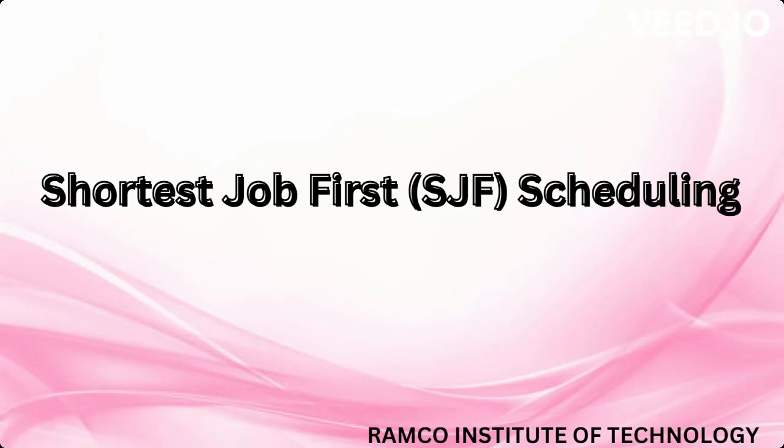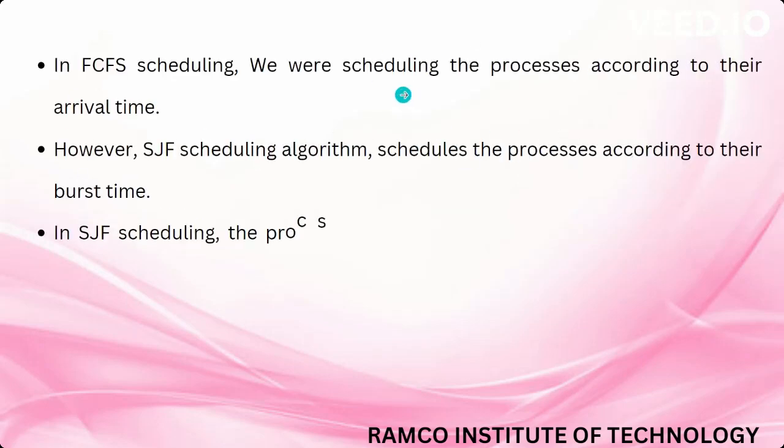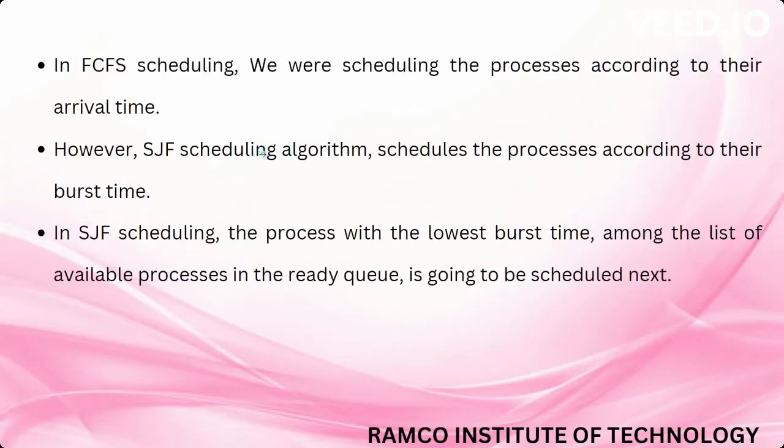So next is the shortest job first scheduling, also known as SJF. Already we know that in FCFS scheduling, we schedule the processes according to their arrival time. In shortest job first scheduling, it schedules the processes according to their burst time. In SJF scheduling, the process with the lowest burst time among the list of available processes in the ready queue is going to be scheduled next.